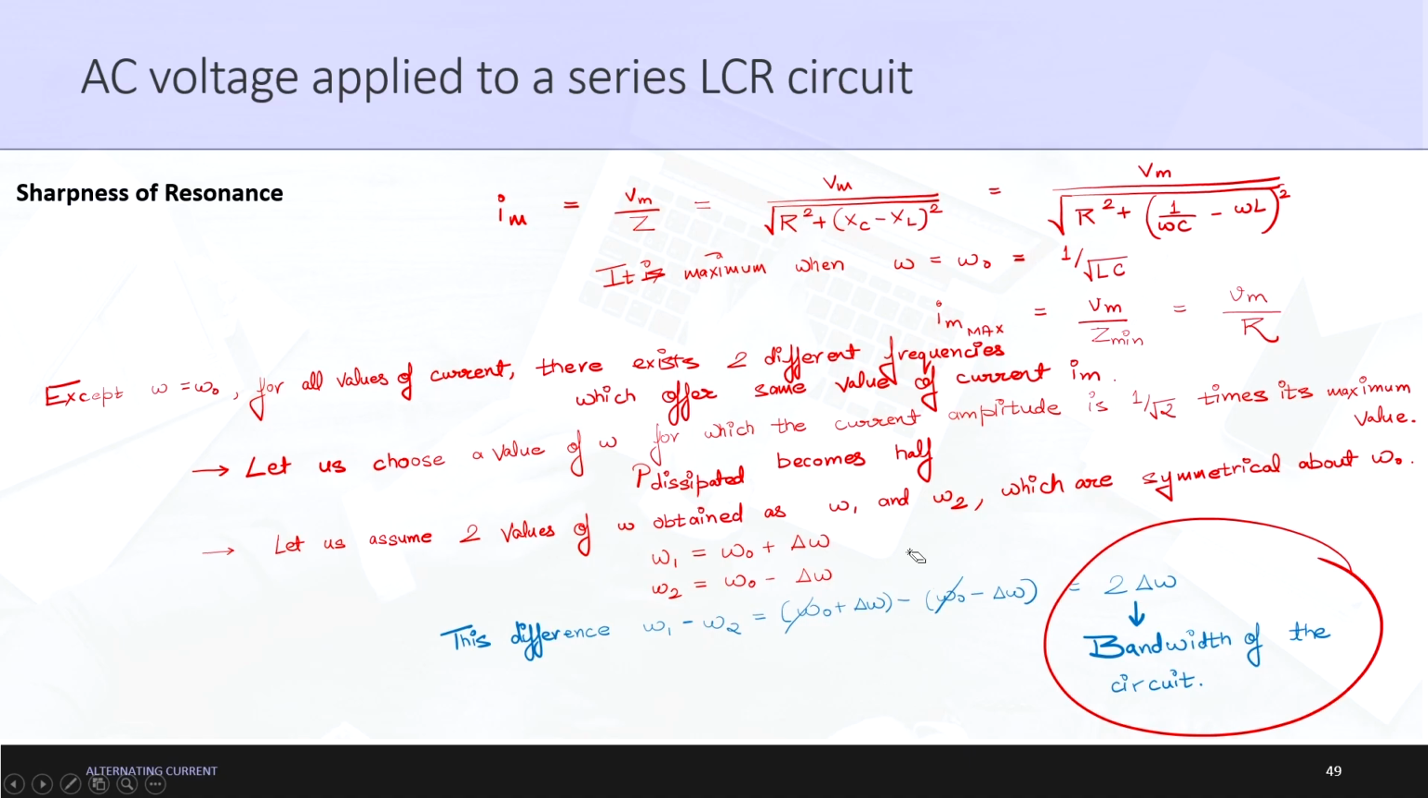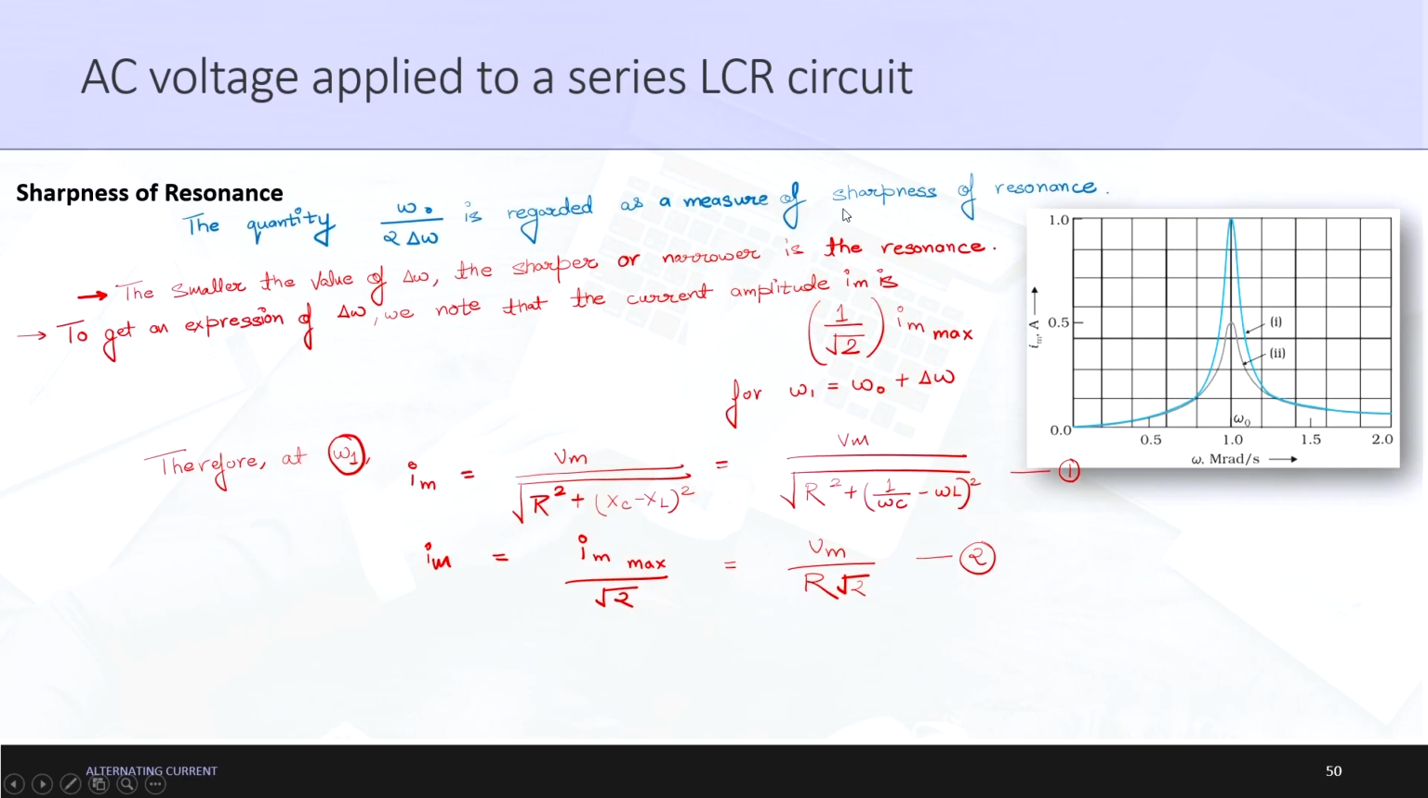Therefore, we obtained or defined a new quantity which is basically called the bandwidth of the circuit. This bandwidth of the circuit is basically omega 1 minus omega 2, which is nothing but equal to 2 times delta omega. So, 2 times delta omega is basically the bandwidth of the circuit. Next thing was again sharpness of resonance. So, sharpness of resonance is basically omega naught upon 2 delta omega. I explained to you with some logic also why it is regarded as a measure of sharpness of resonance.